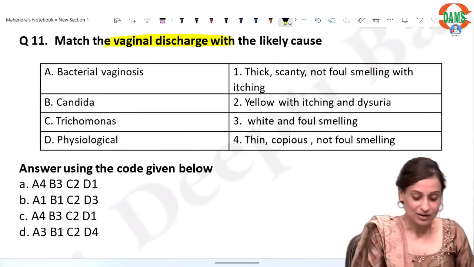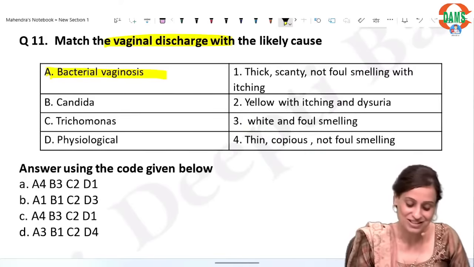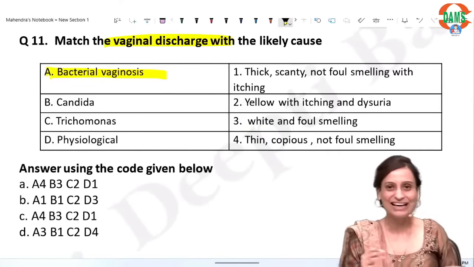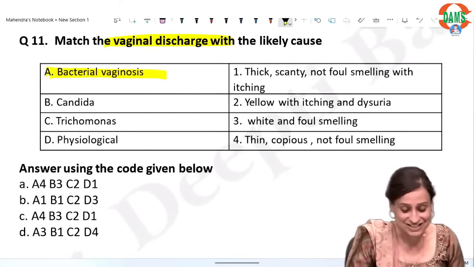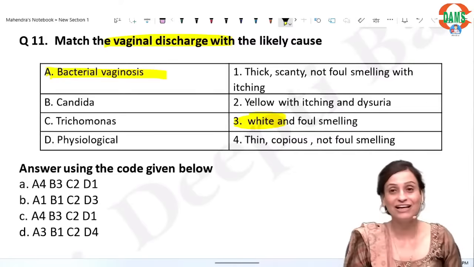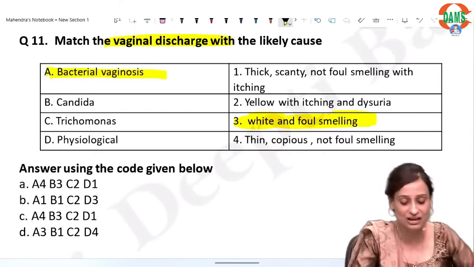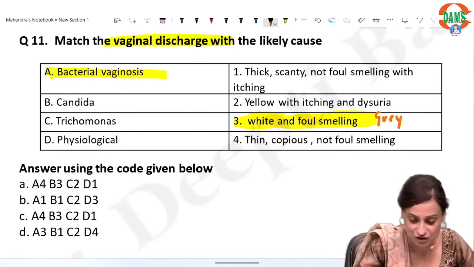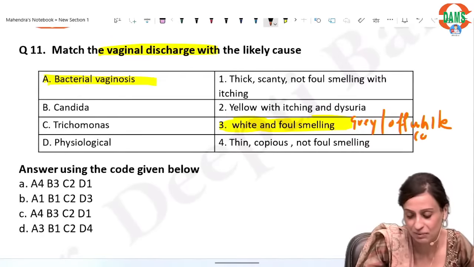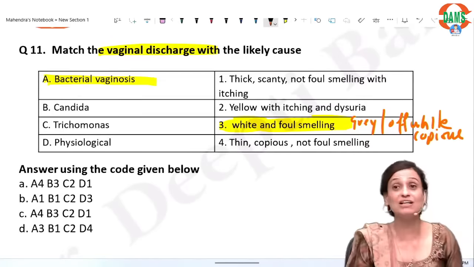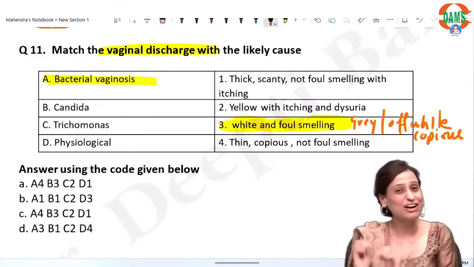So please remember, it was confusing here. When you say bacterial vaginosis, you remember gray discharge, but do you also remember that it can be off-white? Yes. So it can be off-white and foul smelling is the key thing. It has to be gray or off-white discharge. Okay. And it has to be a copious discharge. It cannot be a scanty discharge in bacterial vaginosis. Remember, it has to be foul smelling.